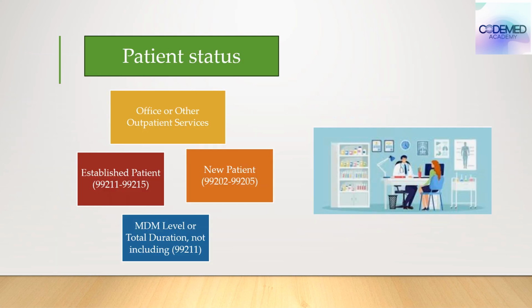So depending upon the patient status, these are the codes which we use for the outpatient services. So you know by now what outpatient services are. In that office or other outpatient services, other outpatient means the observation status or ED. In that you have the new patient codes which are 99202 to 99205 and established patient codes which are 99211 to 99215. So I would highly recommend to open the book and see these codes.